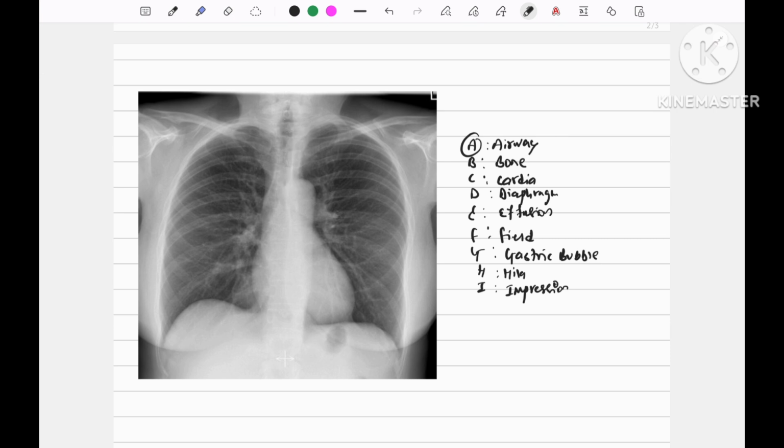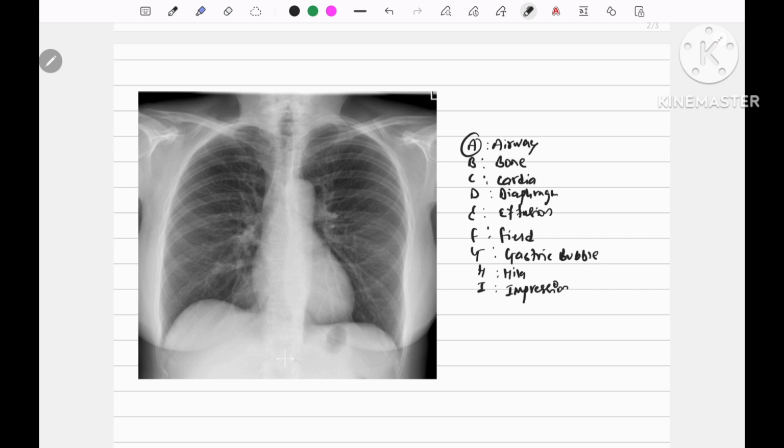Okay, now B for bone. In bone we will start from the clavicle. Is there any fracture in the clavicle? Then is there any fracture or dislocation in the scapula? Then we will see the ribs. Is there any fracture of the ribs? Is there any flail chest? Then we will look at the intervertebral disc, then we will look at the vertebra. In this way the bone will be studied.